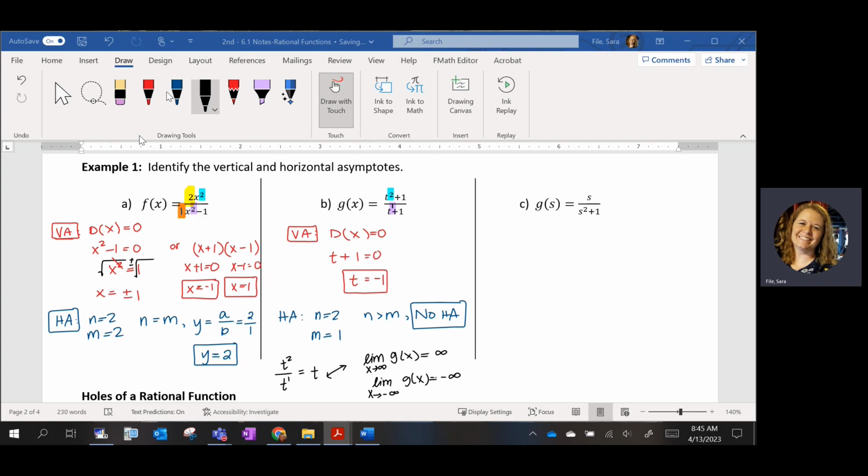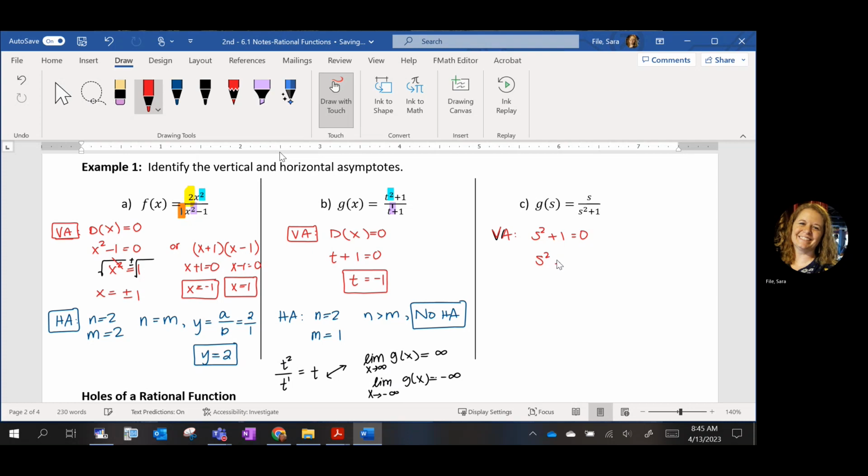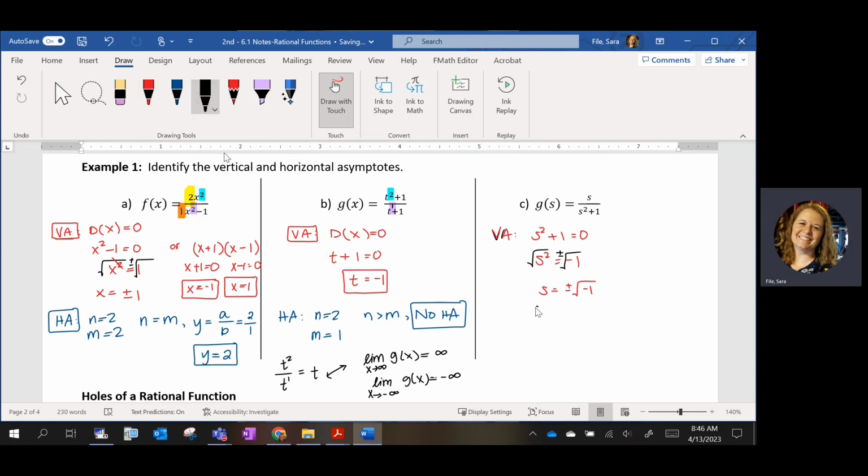On C, we've got our denominator, s squared plus 1. We set it equal to 0 and solve. Now, when I try to solve this, I get -1 when I move it. And then when I try to take the square root, what do you notice? Yeah, we're trying to take the square root of a negative. Are you able to do that? We cannot.